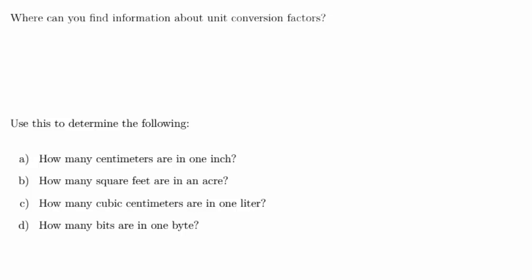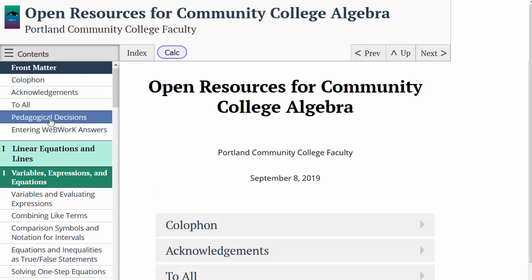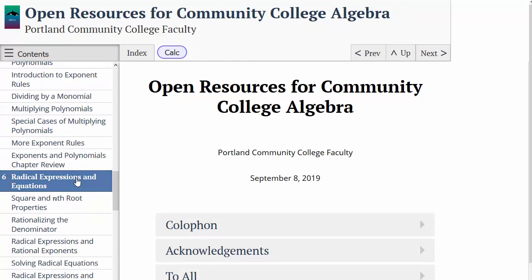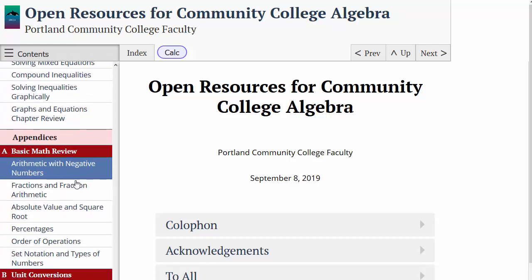To start, in our textbook ORCA, Appendix B is where we want to look to find the list of unit conversion factors. In the print version, that would be printed at the end of Part 2. In the web version, we can go to the Content navigation bar on the left and scroll all the way down and find Appendix B for unit conversions.